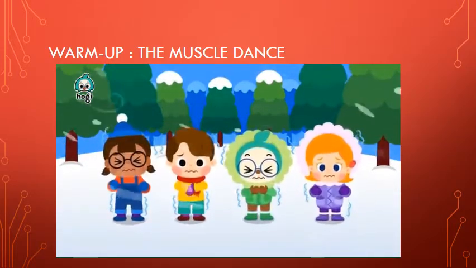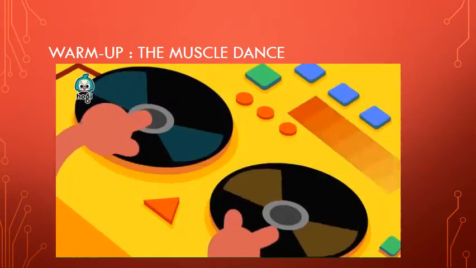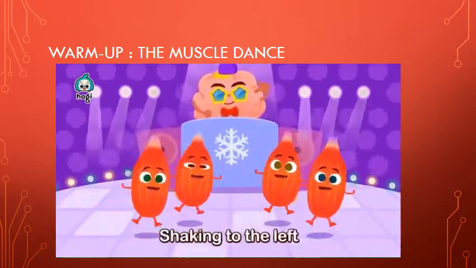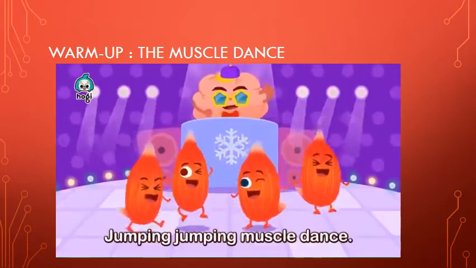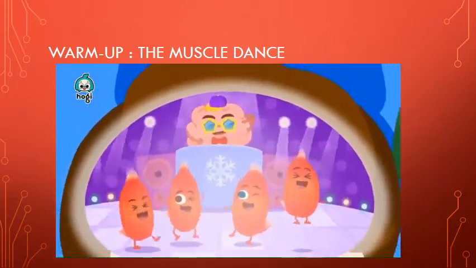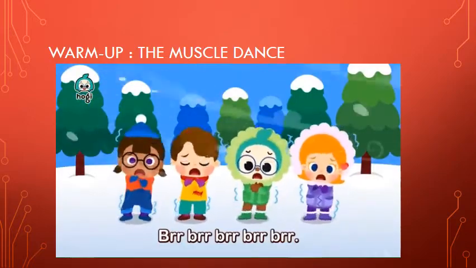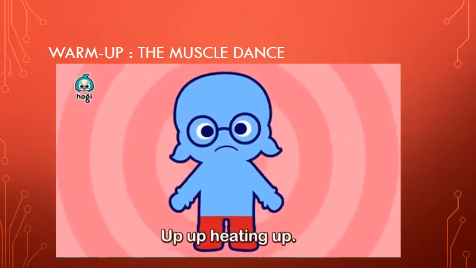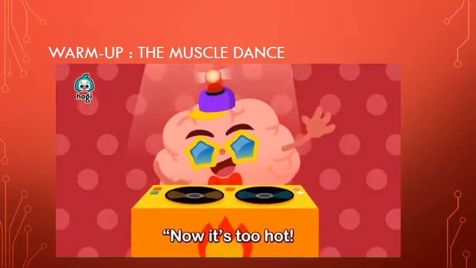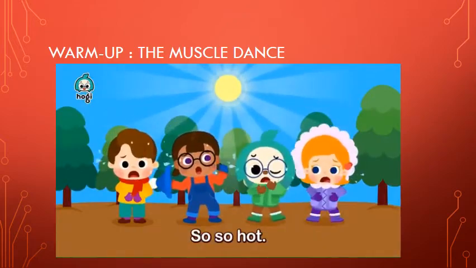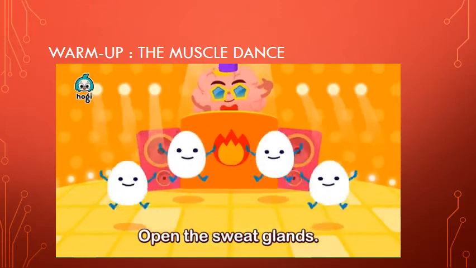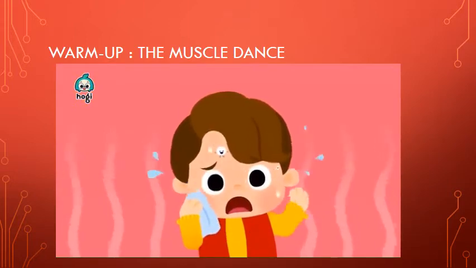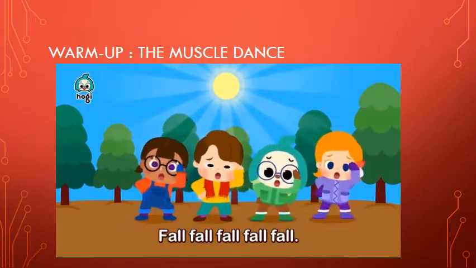Oh, it's freezing cold! The body is getting cold, so cold. Time to gather, hey! All the muscles. Yippee! Shaking to the left and shaking to the right. Jumping, jumping muscle dance. Too hot. Ready to sweat? The body is getting hot, so hot. Time to sweat. Hey. Open the sweat glands. Signals ordered by the brain. Dripping, dripping through sweat glands.